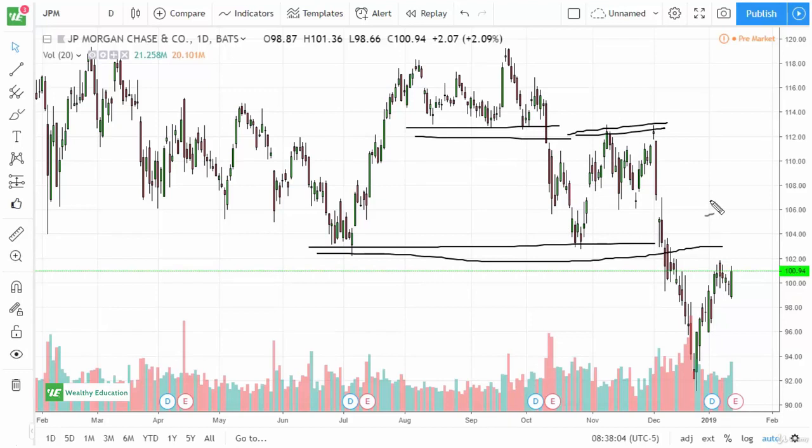So support and resistance is crucial. Make sure you use it in all of your analysis. Pay attention to where the market will or will not go. Once you break through it, that's a sign as well. It's a sign that one side got overwhelmed. In this case, the buyers got overwhelmed.